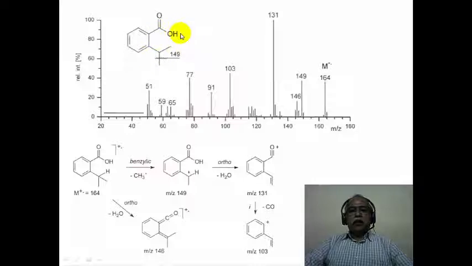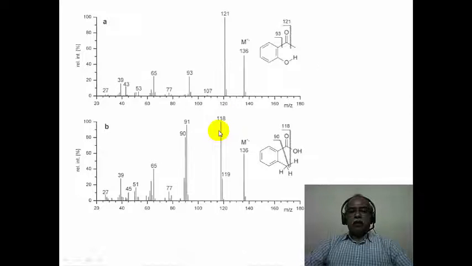This is ortho-isopropyl benzoic acid. This loses a molecule of water during the ortho effect process, producing an ion at 131, which is registered as the base peak. So this is just an additional example of an ortho effect kind of thing here.